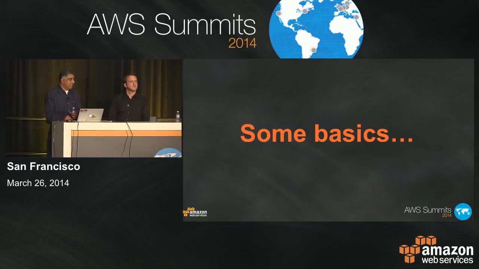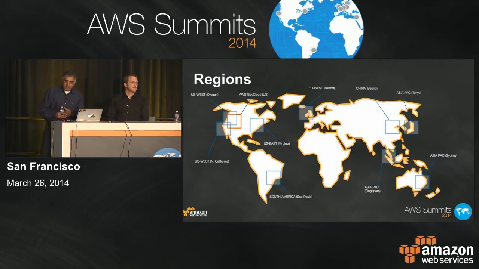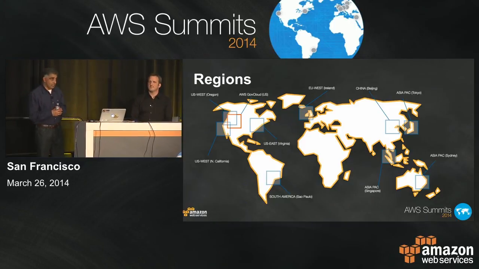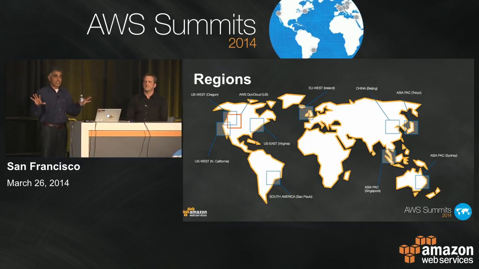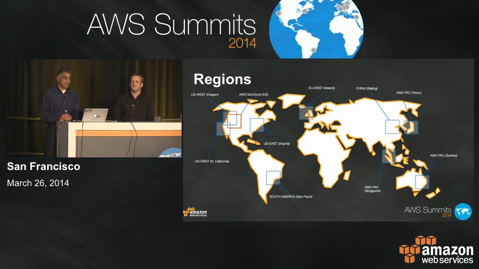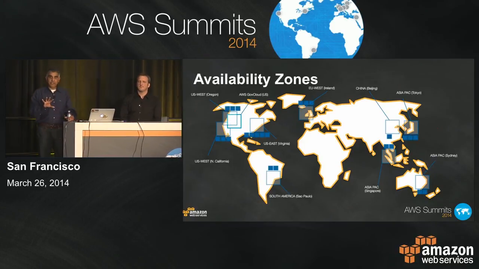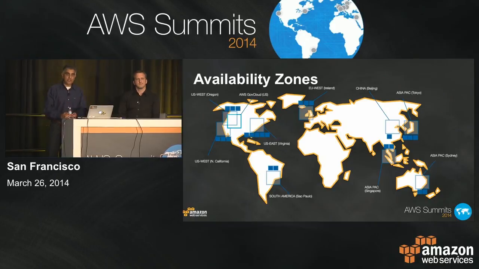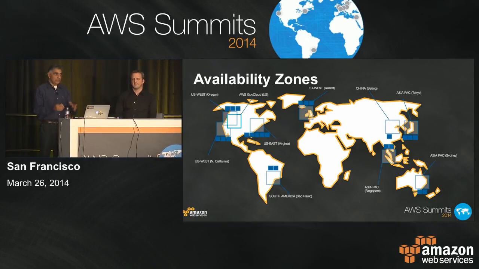Some folks may already know this. AWS is broken up into regions. There are 10 of them around the globe. They are distinct, autonomous, separate areas. The 10th one is Beijing, China, which we just announced a couple of months ago. Each of these regions is broken up into what we call availability zones, or AZs for short. Think of this as a data center, that level of abstraction from a traditional IT point of view.